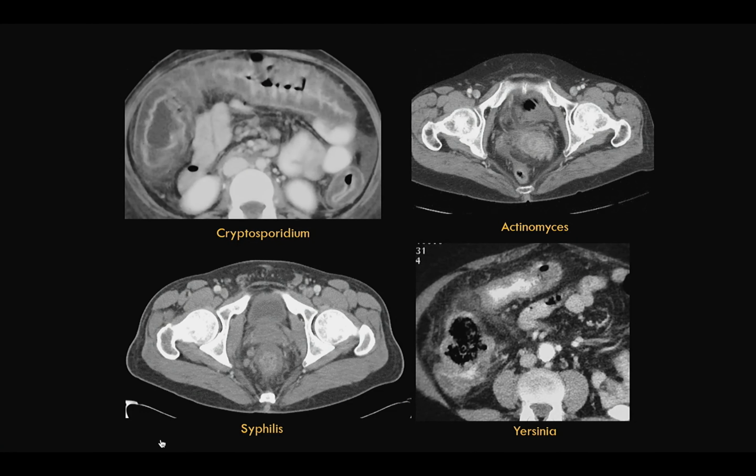Just to drive that point home, here are a few patients with different infectious causes of colitis. This older case of cryptosporidium colitis looks very similar to that C. diff case, but the distribution may also help you, such as in this patient with syphilitic proctitis, or in this patient with Yersinia colitis affecting the proximal colon.